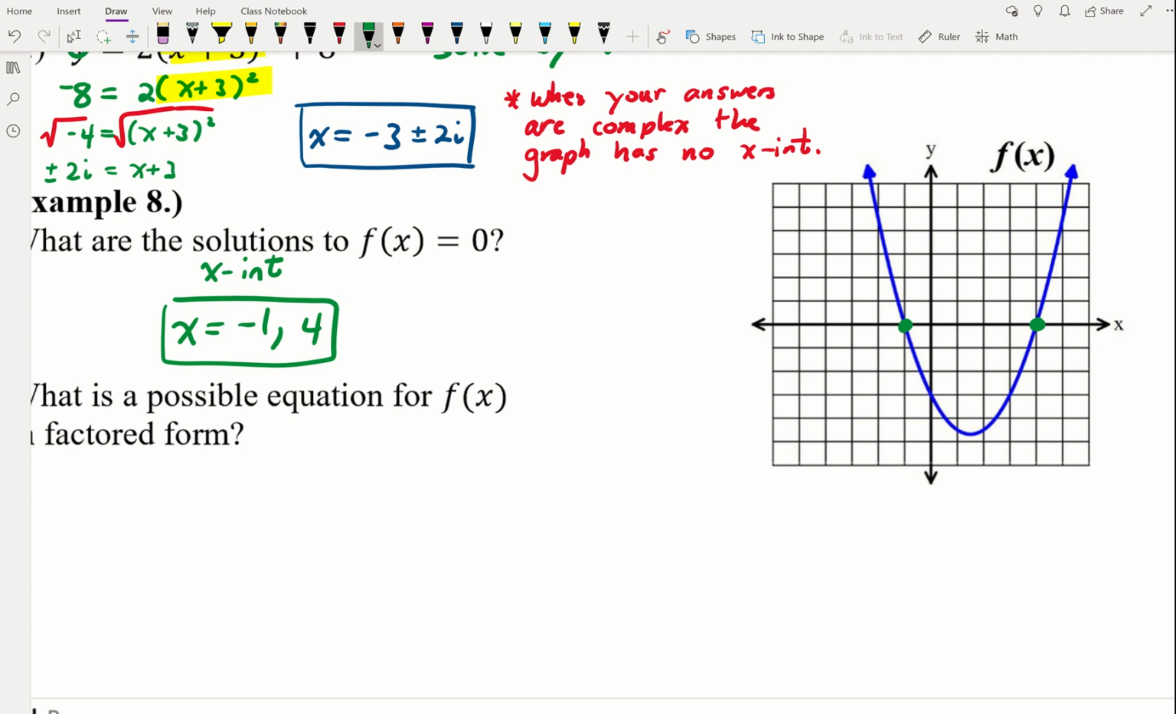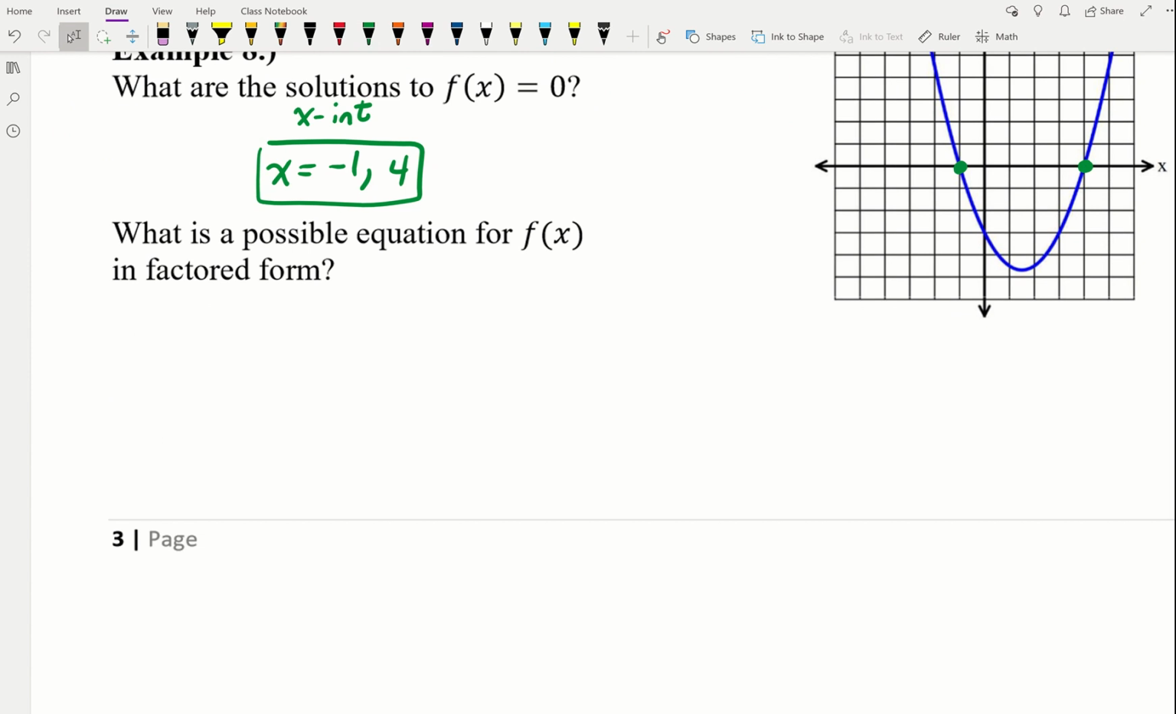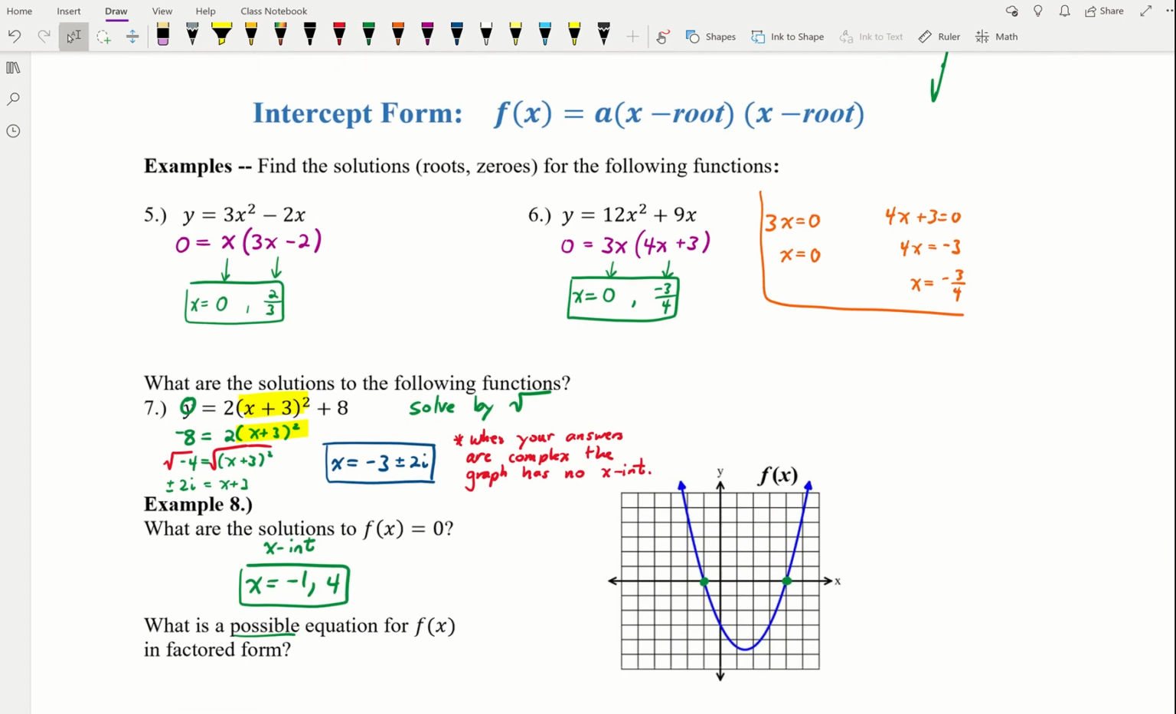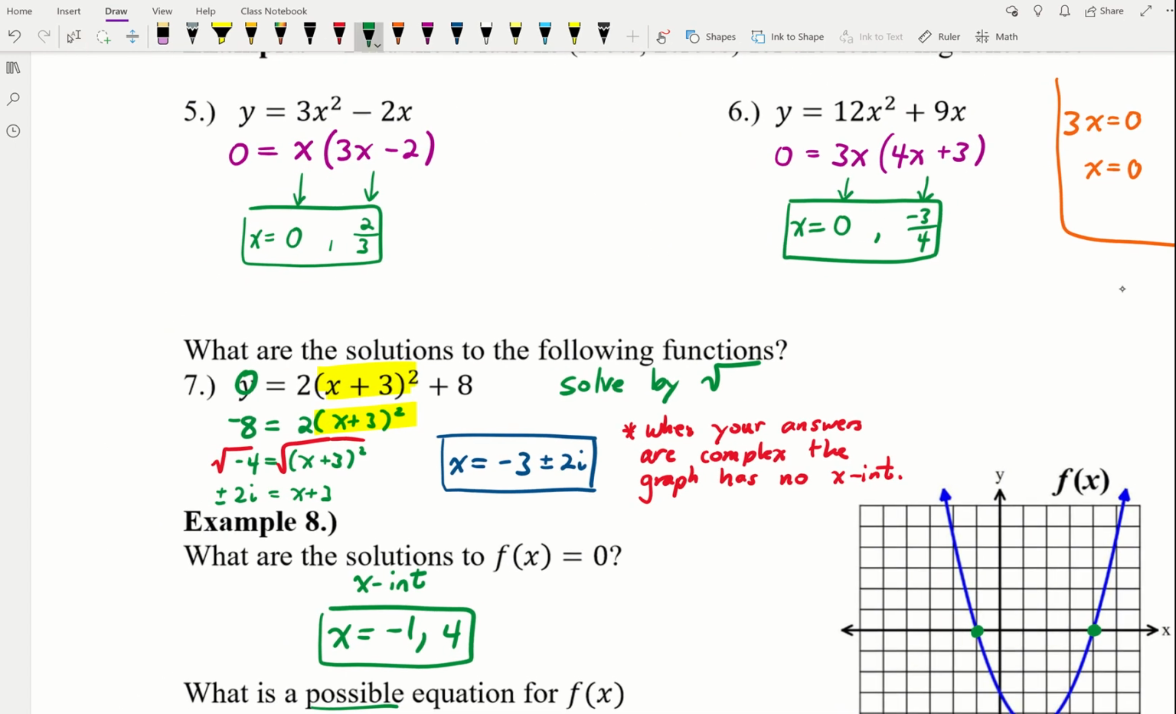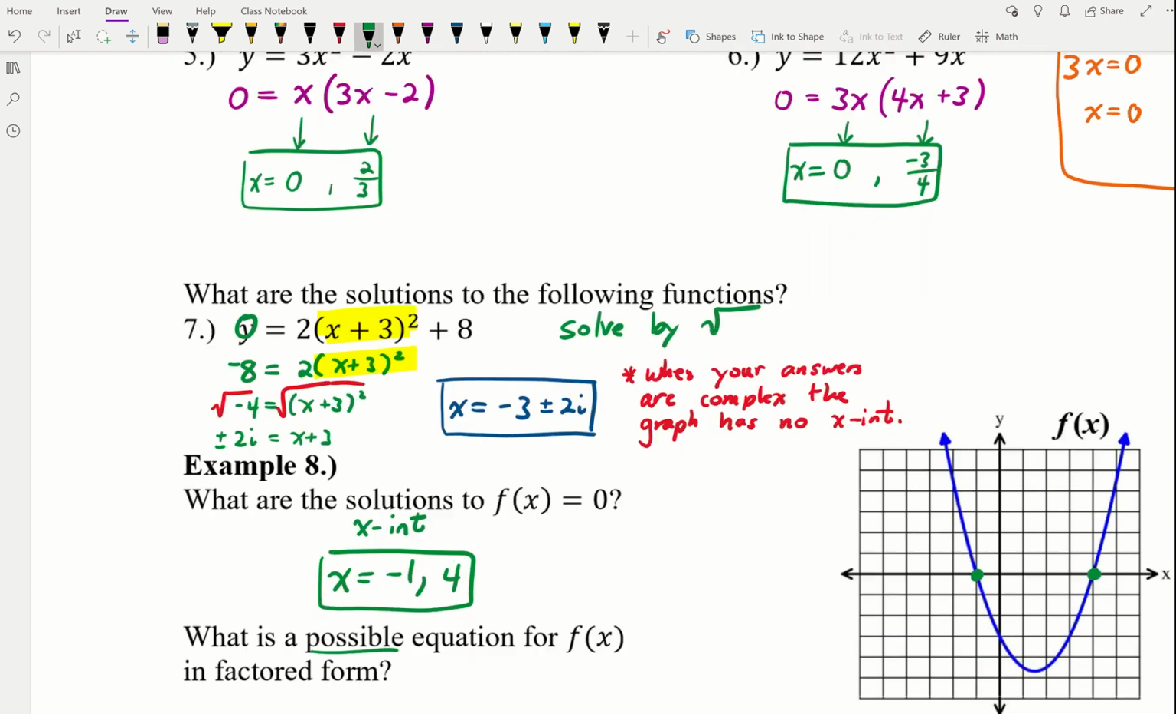Now the next question is kind of interesting. It says, what is a possible equation for f of x in factored form? Now, the key word is possible, because we might not be taking into account any type of stretch or compression here. But earlier, we were solving equations by factoring. So if we knew the factors, we could come up with our solutions. This really just wants us to work backwards.